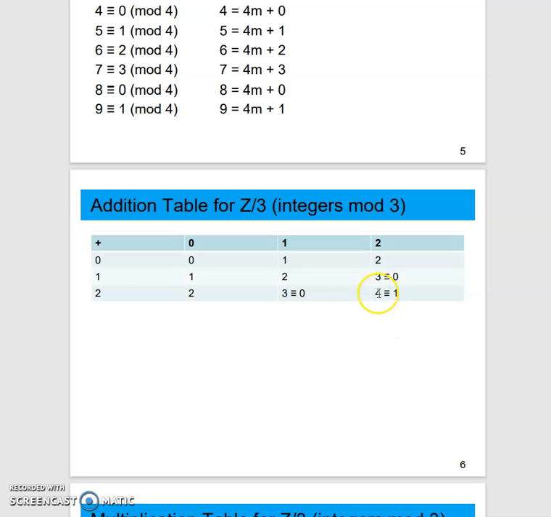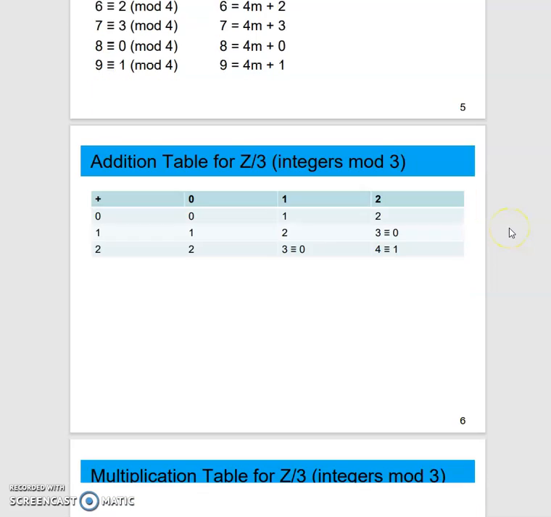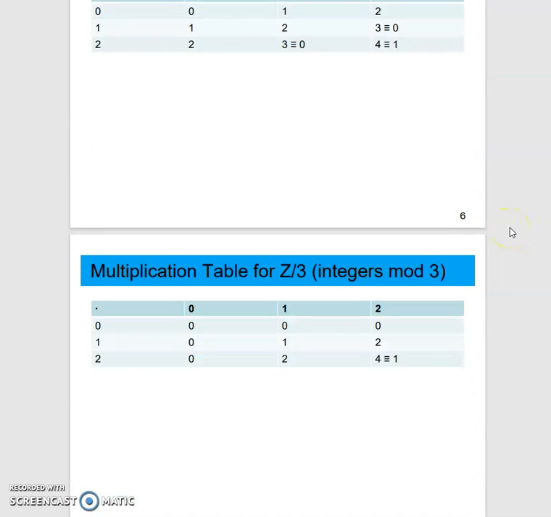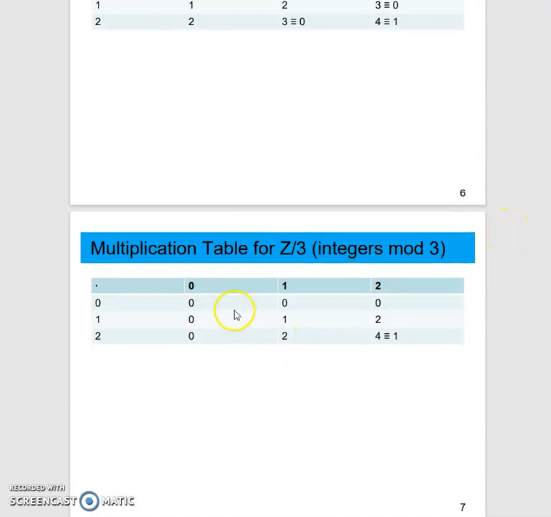So what I usually do is I would add, or in the next case, multiply normally, and then figure out how I would rewrite that number mod 3. And we'll have that little Z-3 to indicate that we are doing the integers mod 3. And similarly, here's a multiplication table. So again, I am multiplying normally, and then finding that congruence if I need to. And that is about all that we are going to have to do with modular arithmetic.